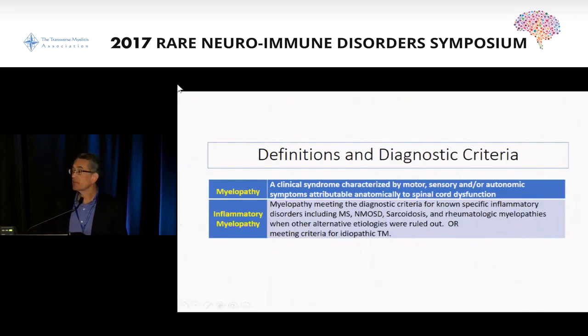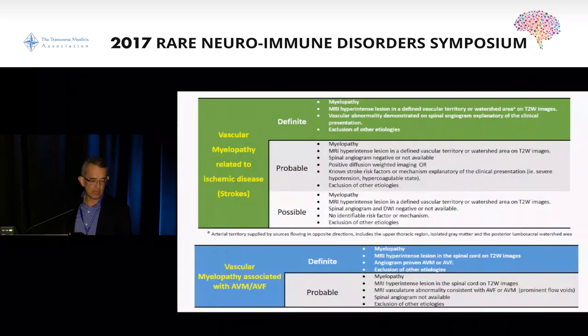So we defined some criteria, diagnostic criteria, because it was very important for us to define what we were going to describe as myelopathy. And again, myelopathy, as I mentioned yesterday, is a syndrome in which there is involvement of the spinal cord that is producing motor, sensory, or autonomic symptoms. But we define inflammatory myelopathy, those myelopathies in which there was a component of inflammation, either because there was evidence of clear markers of inflammation in the clinical profile, cerebrospinal fluid, or magnetic resonance imaging.